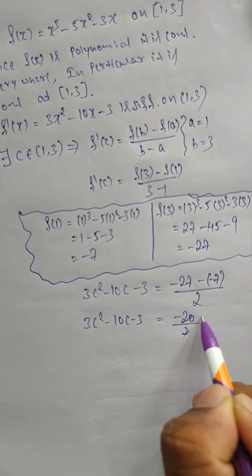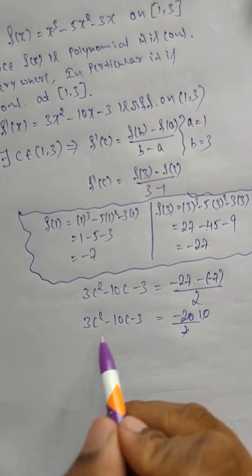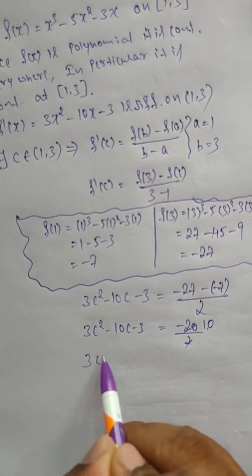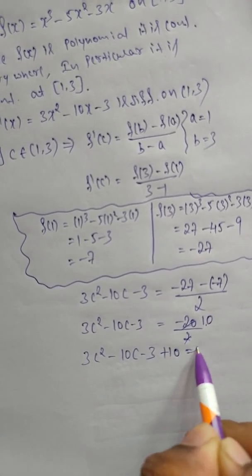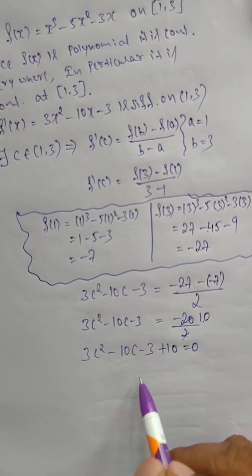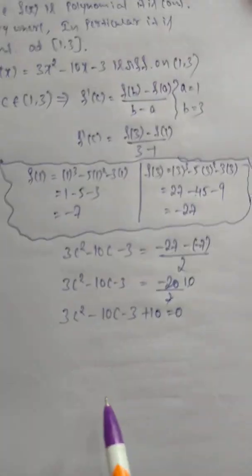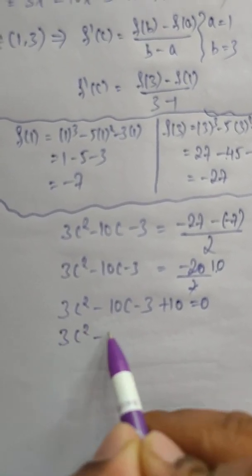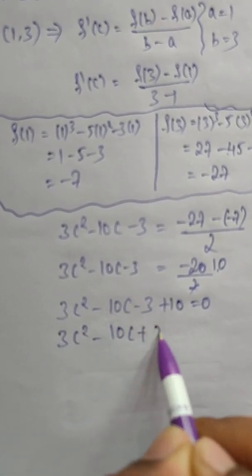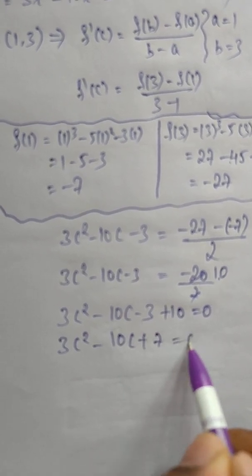Minus 10 if we bring it to the left side, this will become 3c square minus 10c minus 3 plus 10 is equal to 0. Now what is 10 minus 3? 10 minus 3 is 7. So 3c square minus 10c plus 7 is equal to 0.